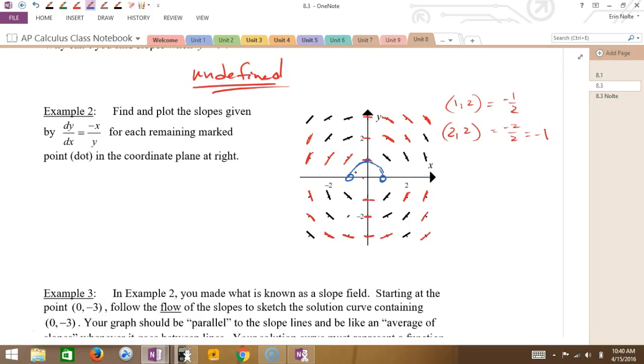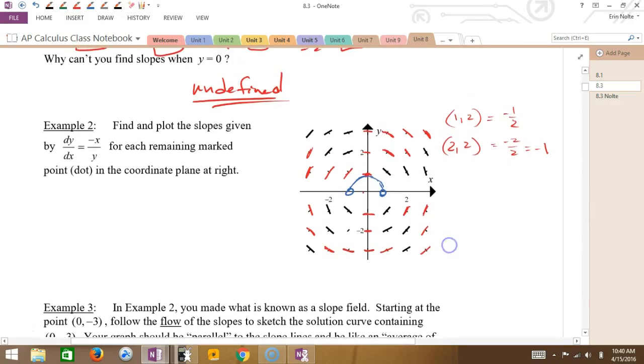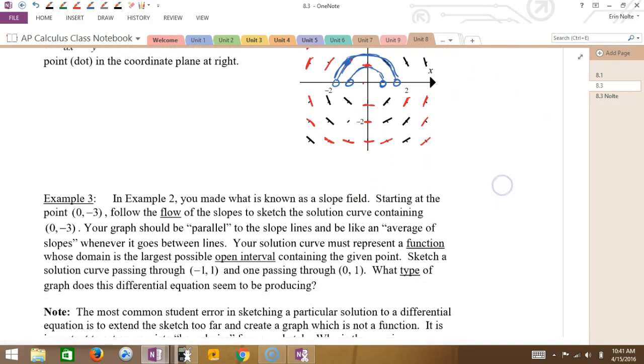Okay, let's do another one. What are your other points? -1 and +1. So let's do -1, +1. That's right here, right? So that flow is going to be like this. You see that? So what am I drawing? I'm drawing semicircles.